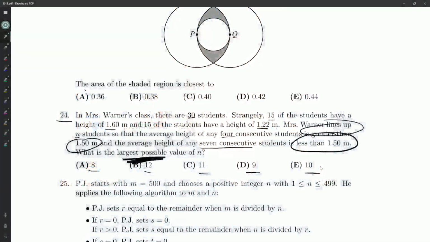I'm going to instead say, if I've got 4 consecutive students, and the average is greater than 1.5, how many of the 1.6 students could I have, and how many of the 1.22 students? I need to have at least some 1.60 students, because they need to balance out the shorter students, the ones who are below 1.5. That's what I'm going to look at first. So, for 4 students, the average needs to be greater than 1.50.